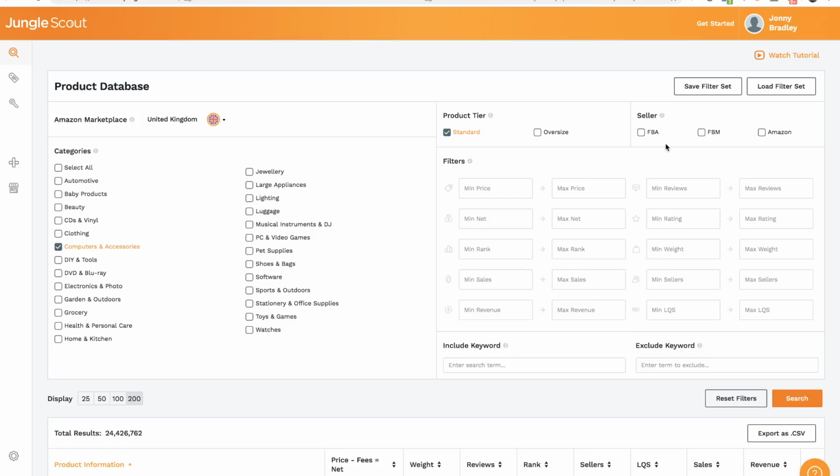In terms of seller, I don't really mind FBA, FBM, or Amazon. Obviously, we don't want too many FBM sellers or too many Amazon sellers, but we still want to see if they're selling products. Minimum price I'm actually going to leave blank, but maximum price I'm going to put at £25. Now you can change this to 30. This all depends on your budget, because selling something at £25, you know you're going to be able to source it for probably under £10. Hopefully, definitely under £10 if you can.